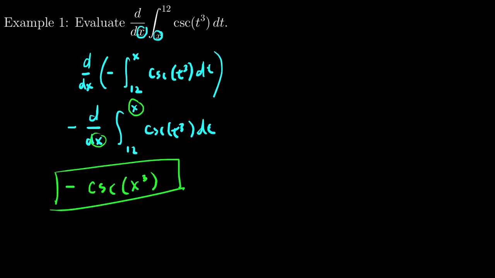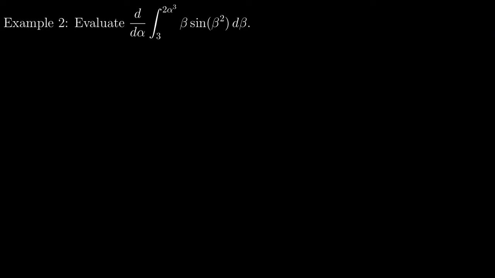Now a question you might have is, what if the limits and the variable don't match? And the answer to that is basically you make them match with chain rule. And so here's an example. I have the derivative with respect to alpha of the integral from 3 to 2 alpha cubed of beta sine beta squared d beta. And I can see that the variable I'm deriving over and the upper limit are not the same, but this is a function in terms of alpha.